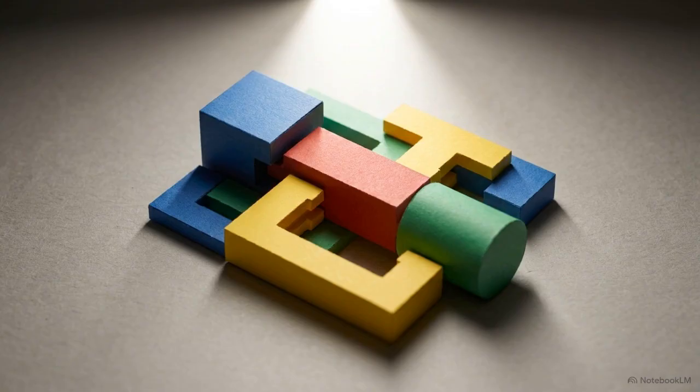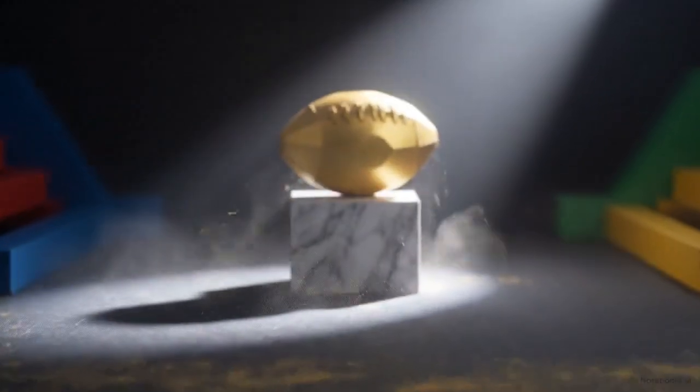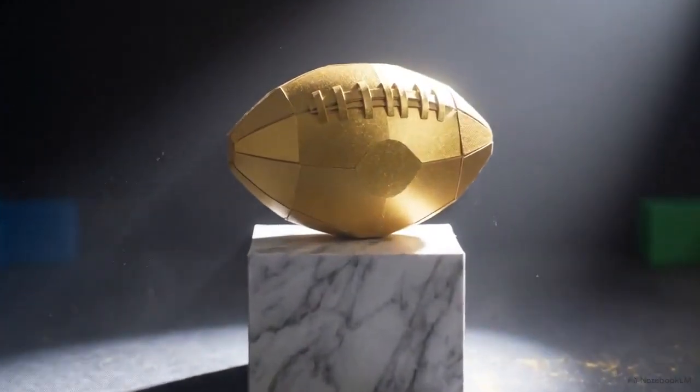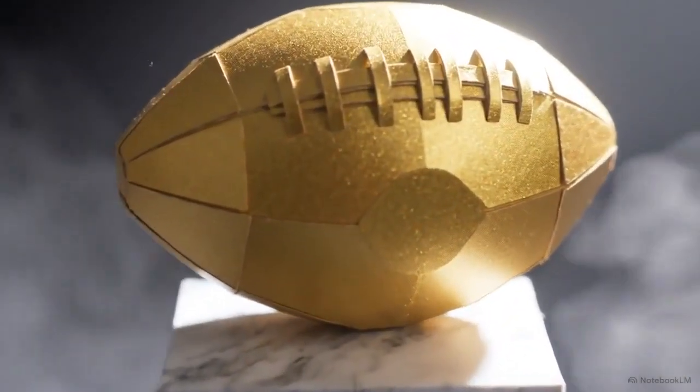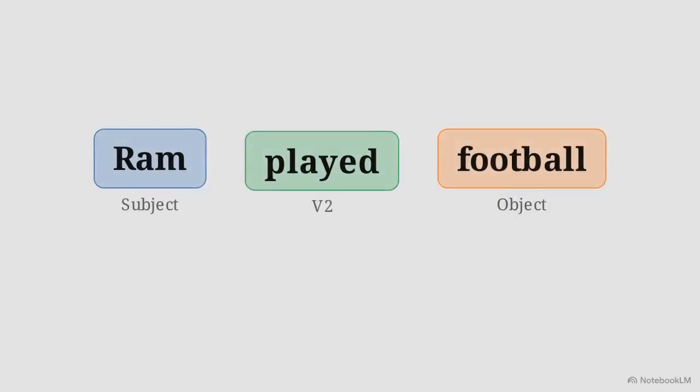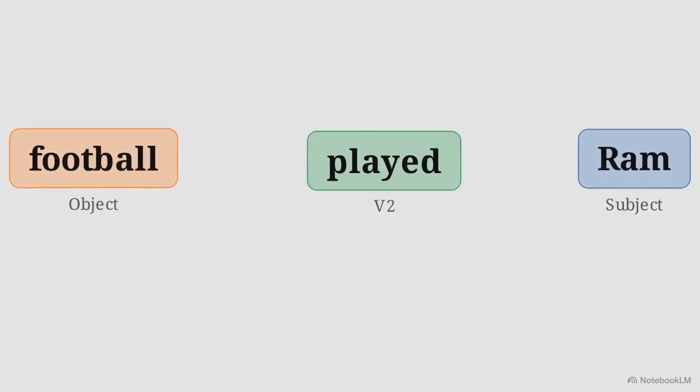Step 5 is the passive voice. The primary function of a passive structure is to shift the spotlight away from the subject doing the action and directly onto the object receiving it. On your paper, look at your original base sentence. You need to physically swap the locations of your subject and your object. Watch the diagram as football slides to the front and Ram moves to the back.